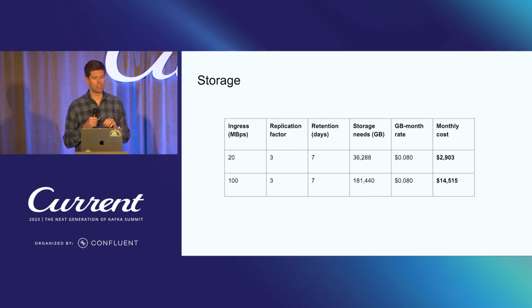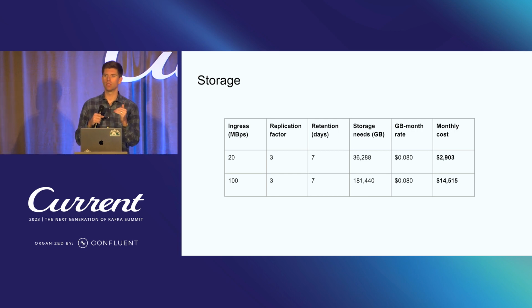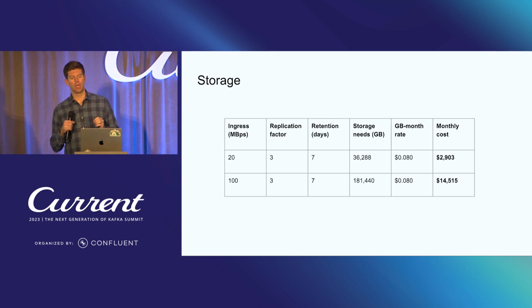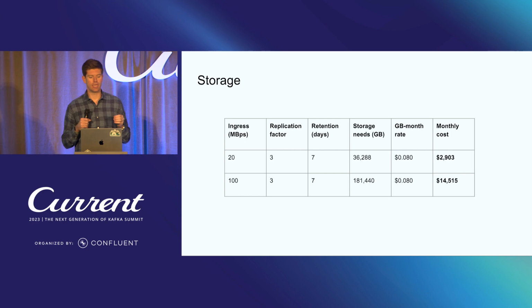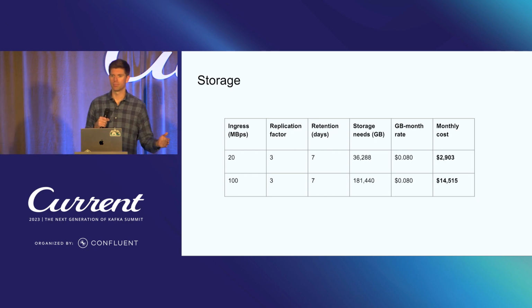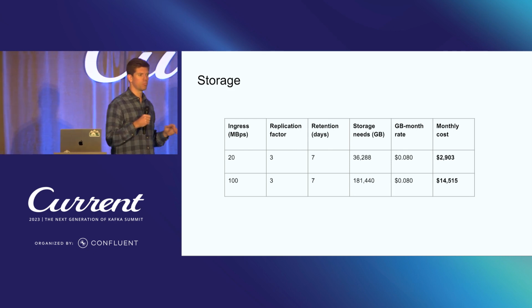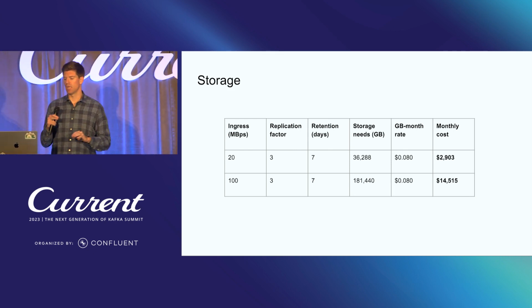But the way that we measure this is pretty simple. We have those 2 workloads, our 20 megabyte and 100 megabyte. We have a replication factor. We have how long you're retaining the data, and you just multiply across times the actual gigabytes, the rate, which is gigabytes per month rate, and that's how you get your monthly cost. So pretty simple so far.